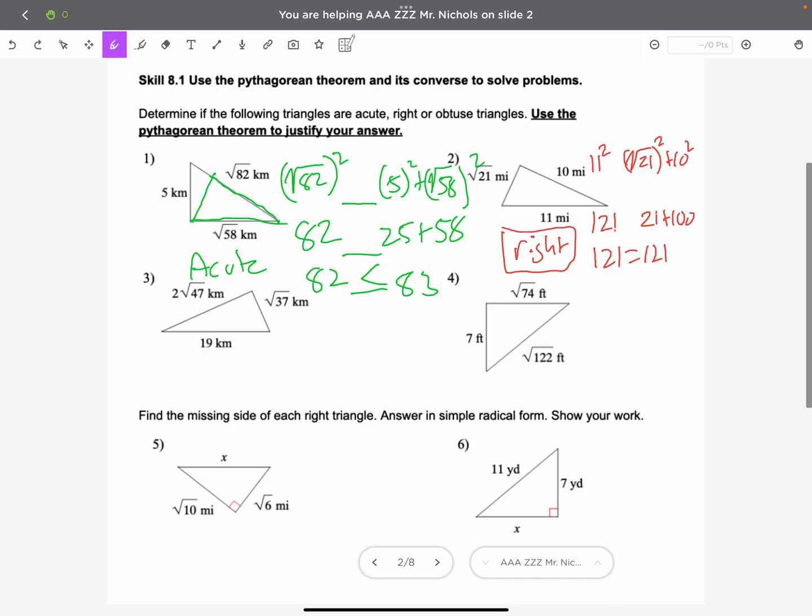All right. For number 3, 19 is our longest side. So we would do 19 squared compared to 2 root 47 squared plus root 37 squared. Now this 2 root 47, I'm going to do over here on the side. So 2 root 47 squared is the same thing as saying 4 times 47, which is going to be 188.